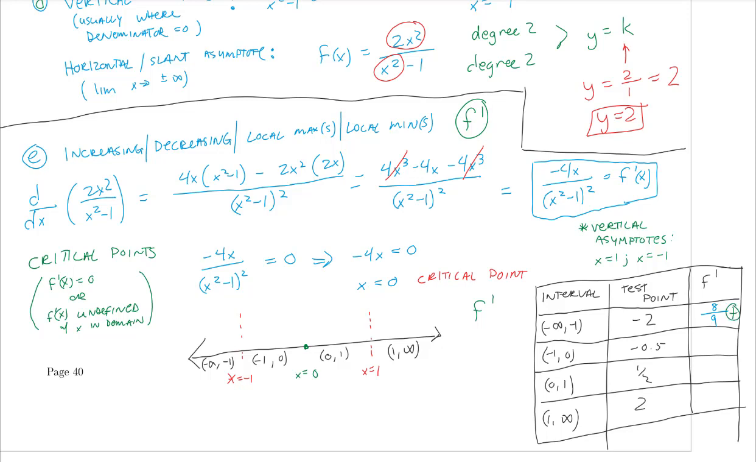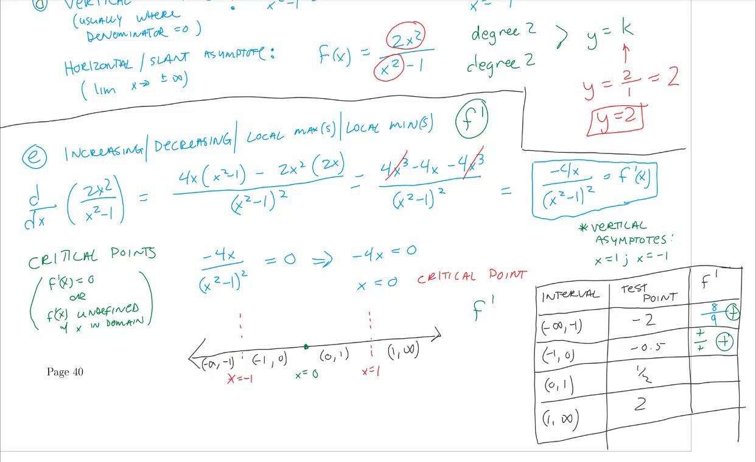Another way that you can think about this is if you're plugging a negative number into -4x, you're going to get a positive number. And then if you plug a negative number into this thing, it doesn't really matter because you're squaring the whole thing, so you're going to get a positive number in the denominator. And if you have 2 positives here, we have a positive number as well.